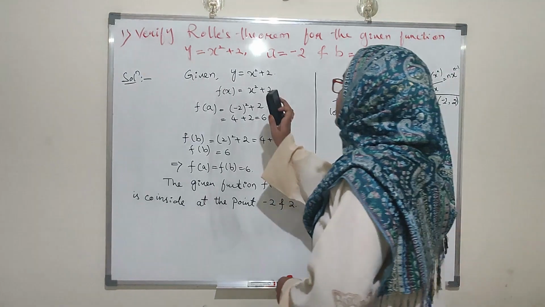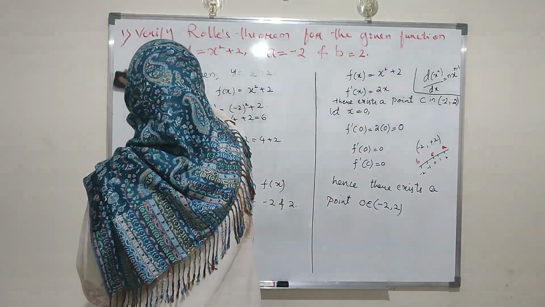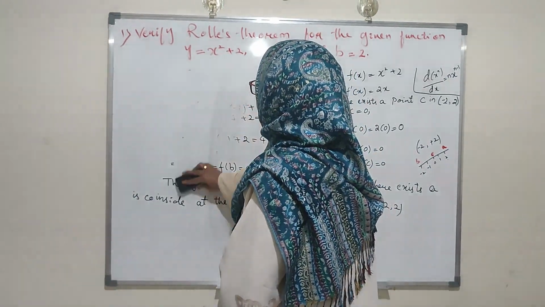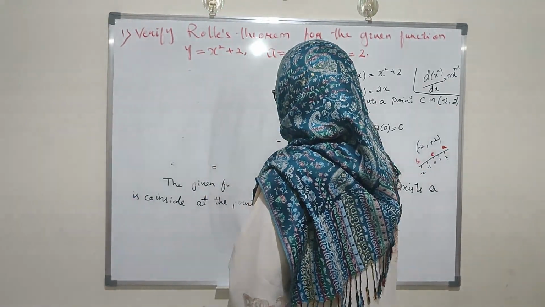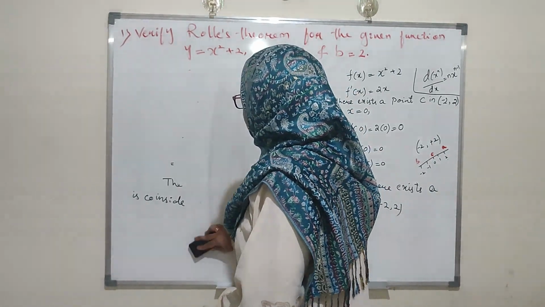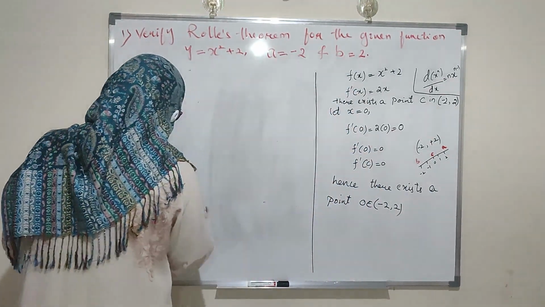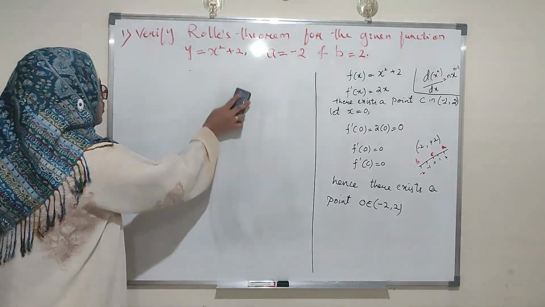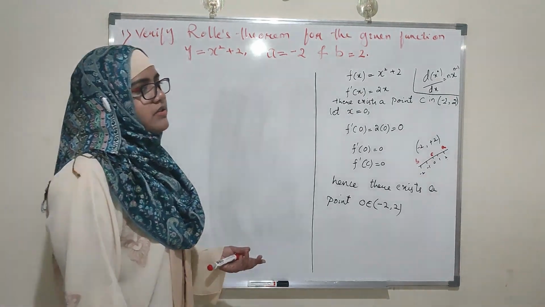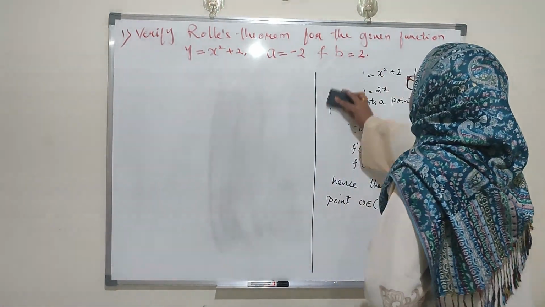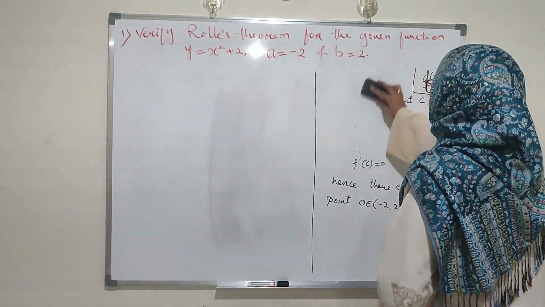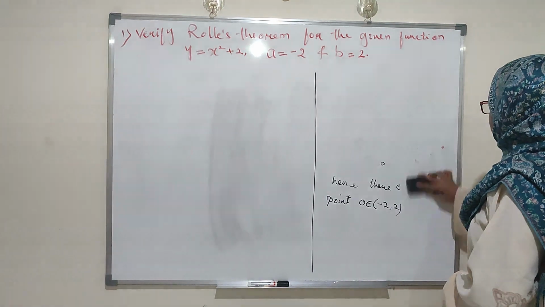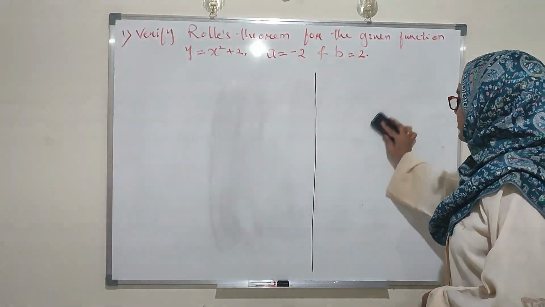Write another example. Verify Rolle's theorem. In Rolle's theorem verification, we have to find the solution in two parts. One, we have to show that f of a equals f of b. Another, we have to find a point where the derivative of that function becomes 0. Write another example.